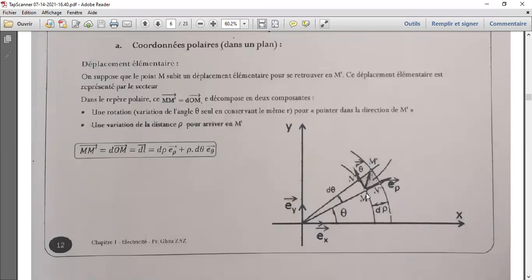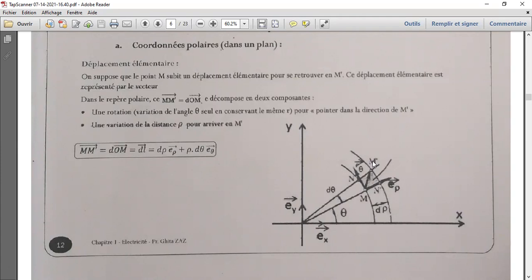Imagine this point M has moved to another point, on another circle outside. What movement does it follow for it to find itself at the M prime here? That's what you have to understand. If you know how to interpret this diagram, I assure you that you won't have any problems when it comes to coordinates, and you'll find the next topic very easy.